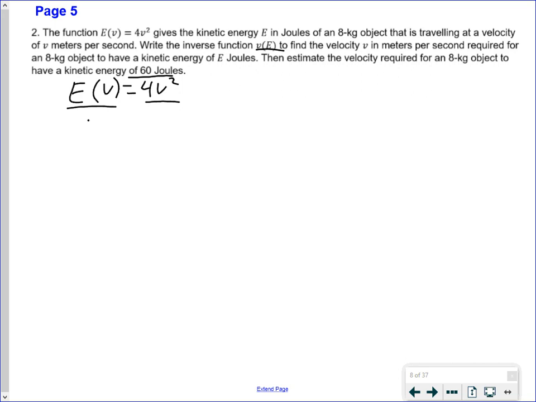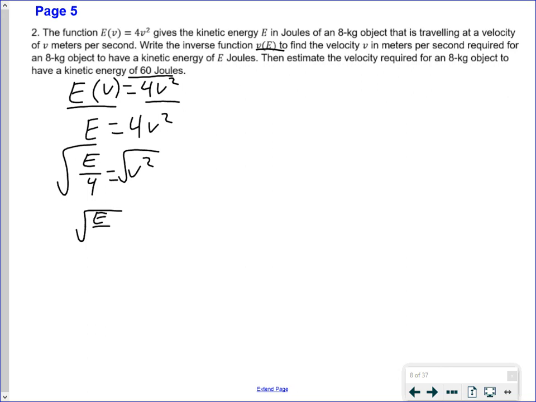So we're going to solve this out. We have E equals 4v squared, divided by 4. E divided by 4 equals v squared. Take the square root of both sides. We get the square root of E over 4 equals the square root of v squared, which is just v. Or in other words, v of E equals the square root of E over 4. That's our v of E function, or our v equals.